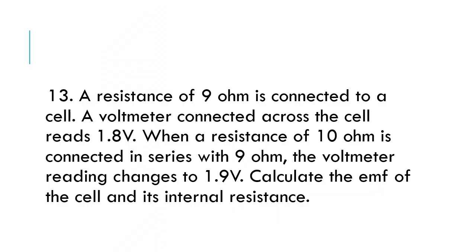Question number 13. A resistance of 9 ohm is connected to a cell. A voltmeter connected across the cell reads 1.8 volt. When a resistance of 10 ohm is connected in series with 9 ohm, the voltmeter reading changes to 1.9 volt. Calculate the EMF of the cell and its internal resistance.